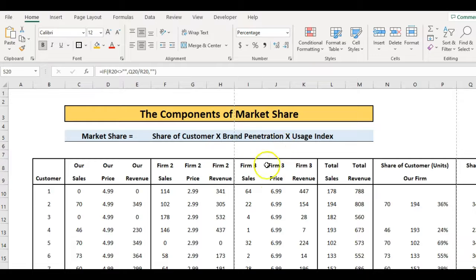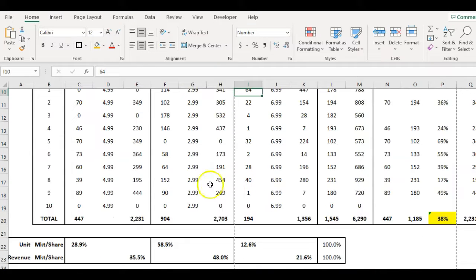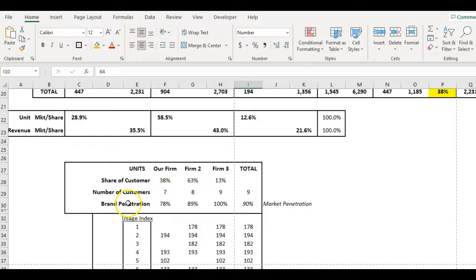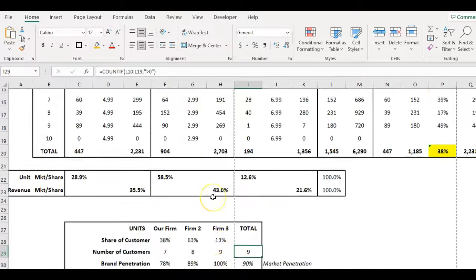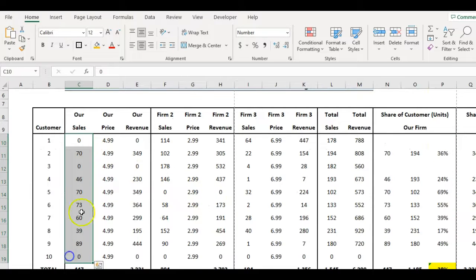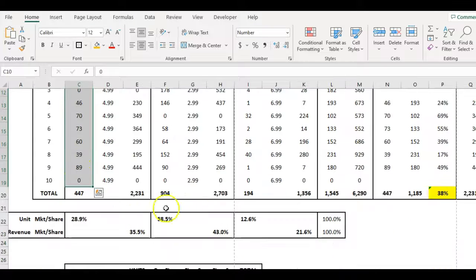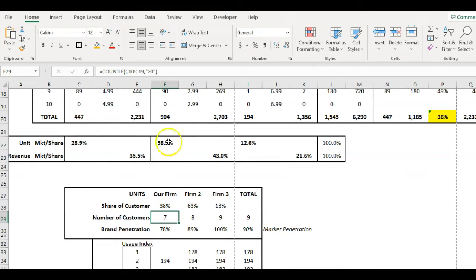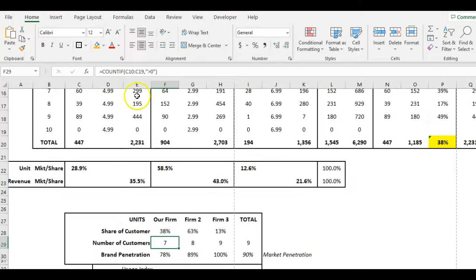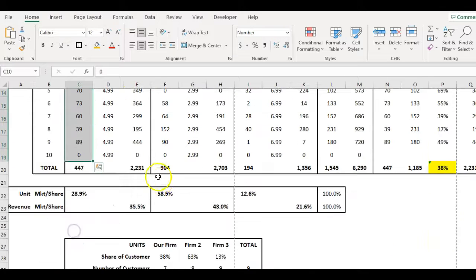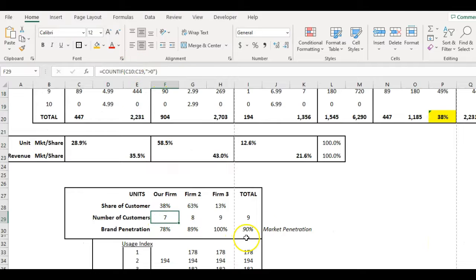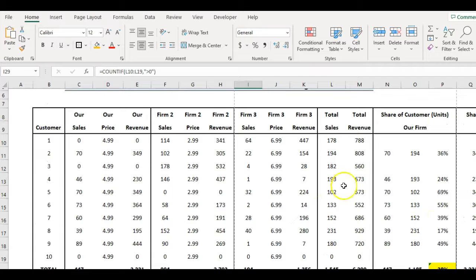Next thing I want to have a look at is what's called brand penetration. So I'll come down. Brand penetration is very easy to calculate. It's what proportion of customers we have versus the active customers in the marketplace. So we have 3 zeros, which means we have 7 customers who've dealt with us. And my formula is simply count if this number is greater than 0, and that formula there gives me 7. What I'm interested in is how many customers are in there in total. So I look at total sales. I can see there's a 0 there.